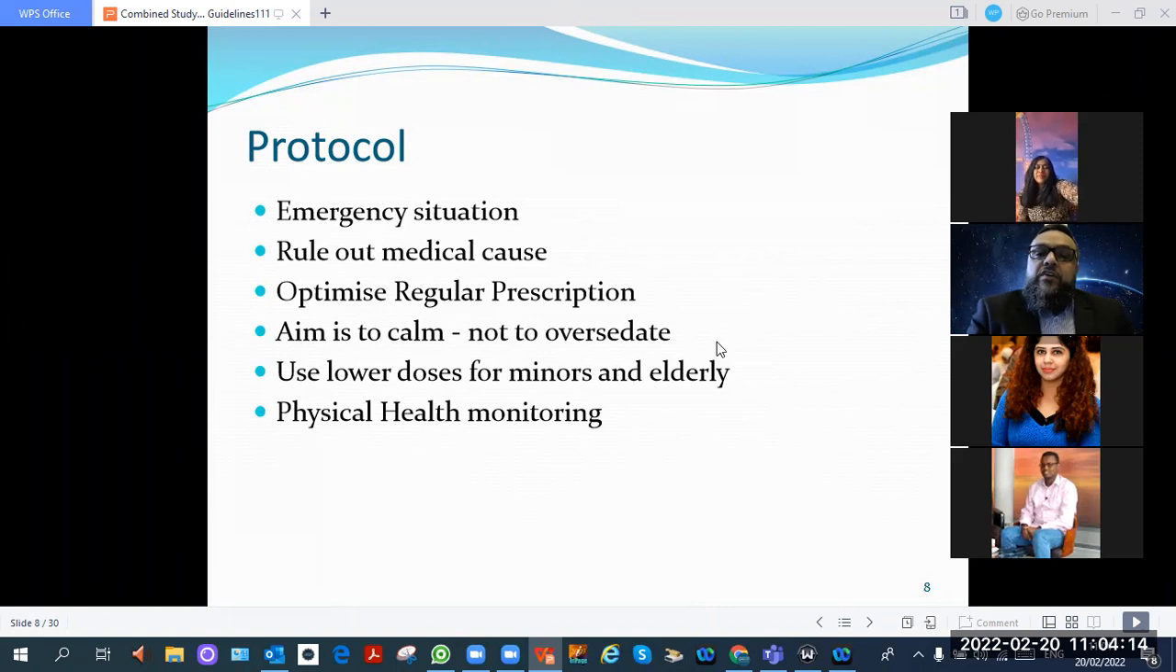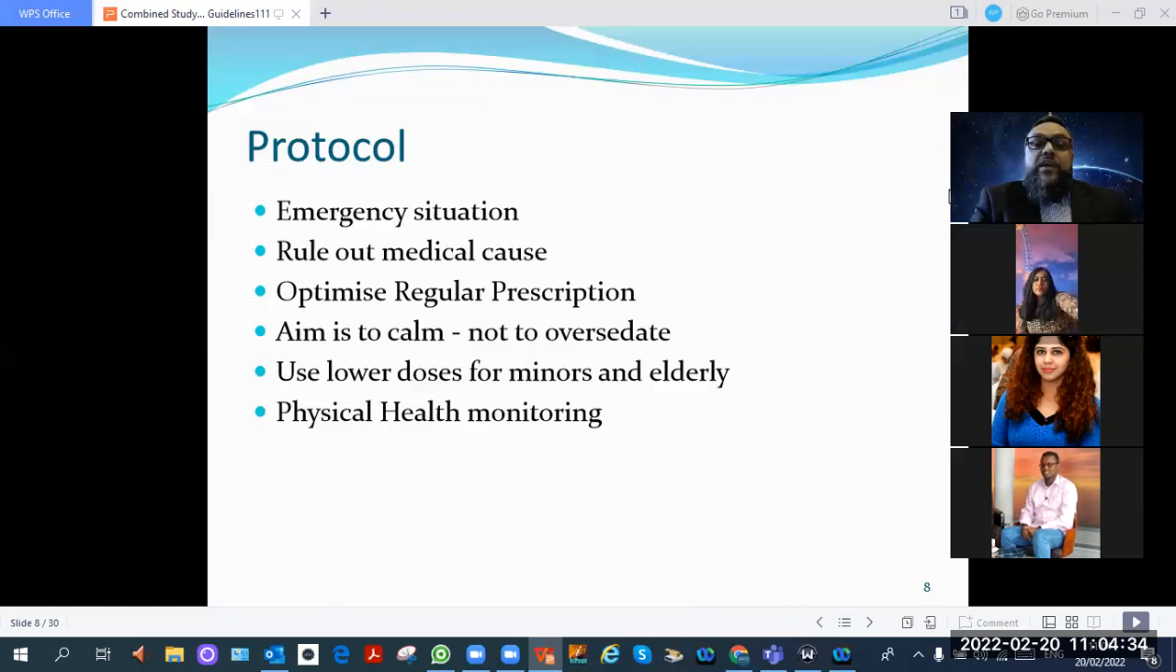And then use lower doses for minors and the elderly, with physical health monitoring. Here now the other ABC comes in: airway, breathing, and circulation. So you don't only have to monitor the antecedent, behavior and consequence, you have to look after the other physical health monitoring as well: airway, breathing, and circulation. And especially after you have given the rapid tranquilization, or if you have restrained the patient, or if you put them in isolation or seclusion.